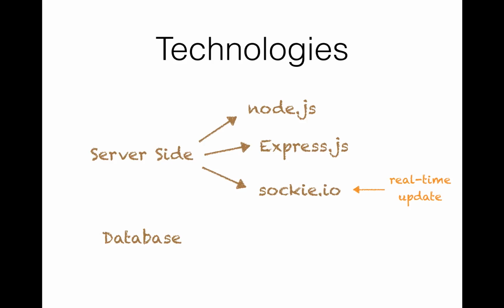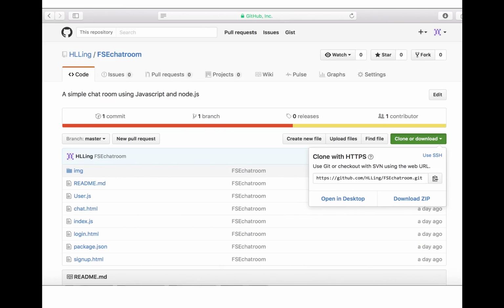To process the data, I use Redis because it is fast, and there are no sophisticated querying operations in this application. Code is available on GitHub, and you can clone it if you like. Next, I will introduce the code structure.